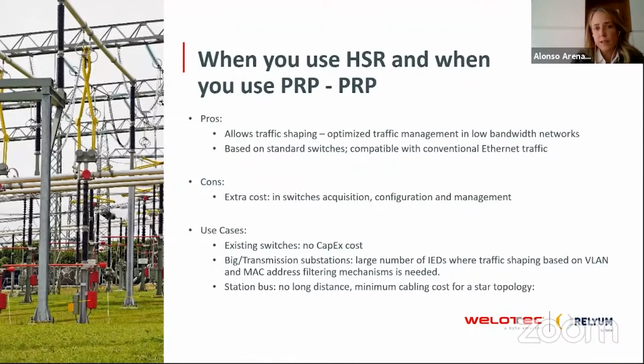As mentioned by Jos, the backbone of a PRP network, LAN A and LAN B, is based on standard switches. So any Ethernet switch that you may know from the market can be used in these PRP networks. That means that it's compatible with conventional Ethernet traffic, and most important, that all these layer 2 mechanisms that are already implemented in standard switches are available for doing traffic shaping in a PRP network. And this becomes very important when it's necessary to prevent congestion in order to avoid packet loss.